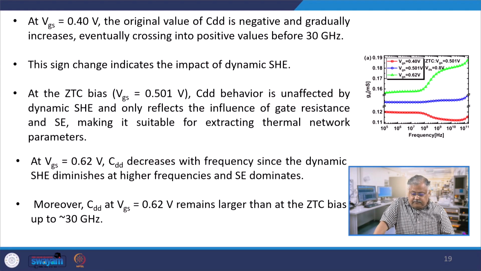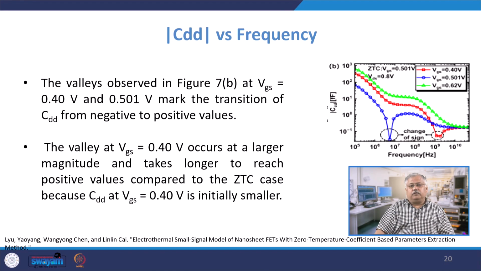Now CDD at VGS equals 0.62 remains larger than the ZTC bias up to 30 gigahertz. So if you look at the frequency characteristics, the best cost function gives you almost independence of the value of the capacitance. Now if you plot CDD versus frequency, you see a sign change happening somewhere between 10 to the power 7 and 10 to the power 9, right, for 0.4 and 0.62, whereas for blue color it is changing at 10 to the power 6, right.